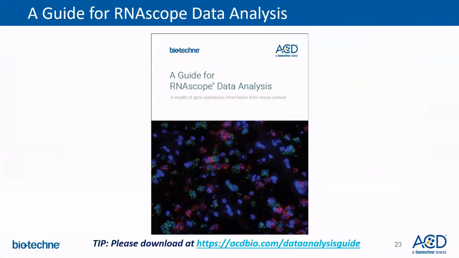Because data analysis is one of the most frequently asked about topics by our customers, we have several resources available on our website to provide more guidance. One important document that you may want to look at is a reference guide, which was developed by ACD scientists, with examples of different scenarios for RNAscope staining and an explanation of how the data can be analyzed in each scenario. This document is called A Guide for RNAscope Data Analysis and can be found on the ACD website.